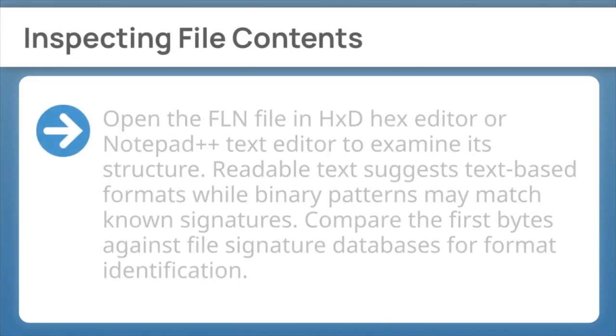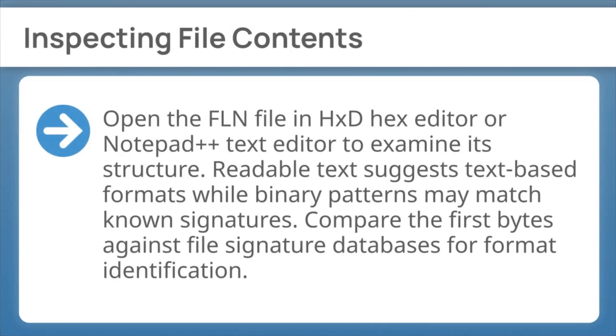Next, inspecting file contents. Open the FLN file in HxD hex editor or Notepad++ text editor to examine its structure. Readable text suggests text-based formats, while binary patterns may match known signatures. Compare the first bytes against file signature databases for format identification.